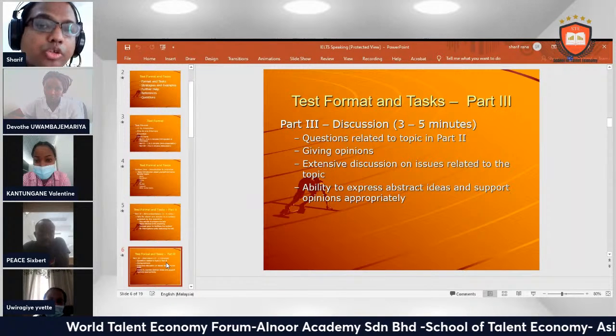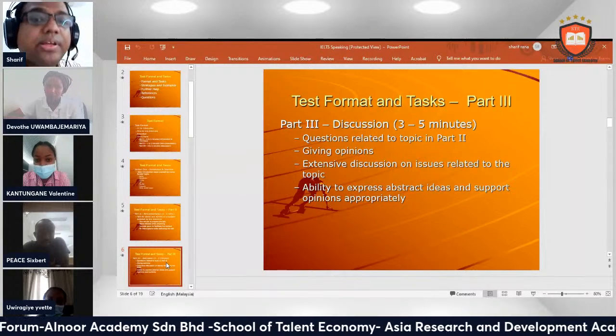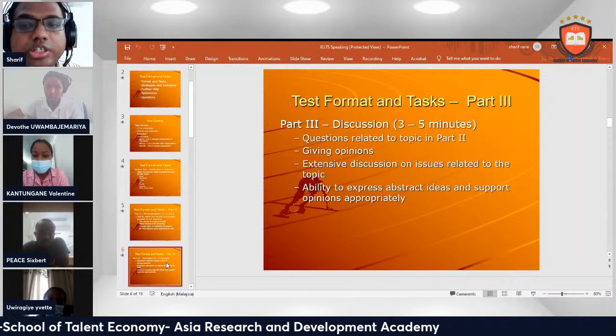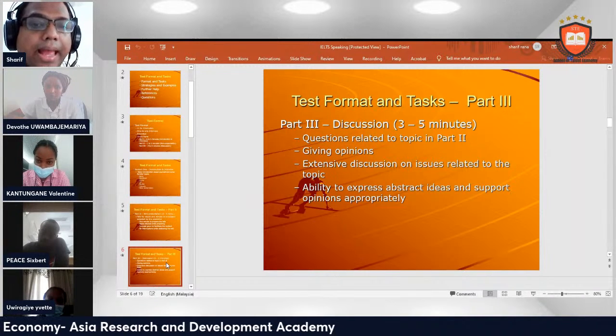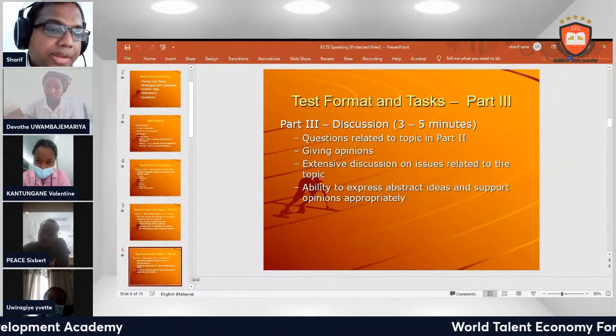Then the third part: questions related to the topic in part 2, giving opinion. They want your opinion, with an extensive discussion on issues related to the topic, and the ability to express abstract ideas and support opinions appropriately.